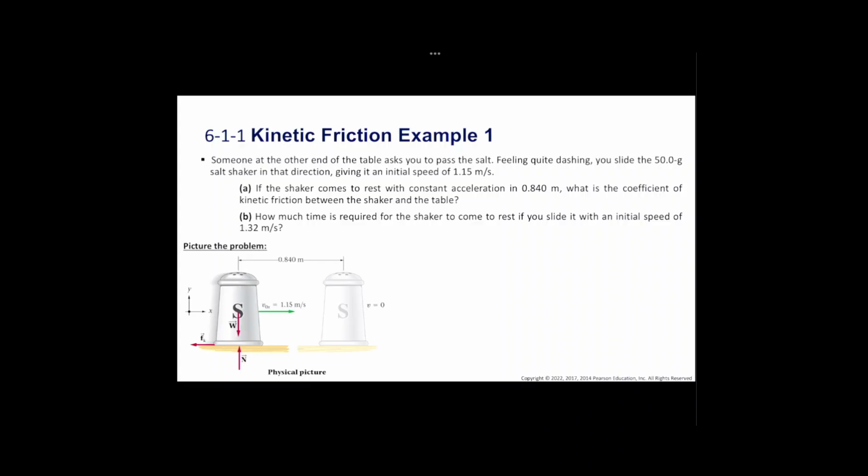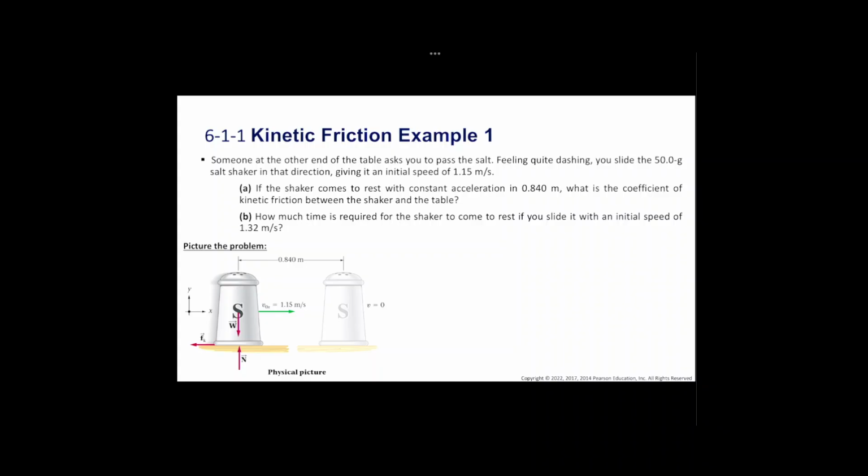Now let's picture the problem first. At first, the shaker is on the table, then it slides with a speed of 1.15 meters per second. Now we choose the positive x direction to be the direction of motion and the positive y direction to be upward.